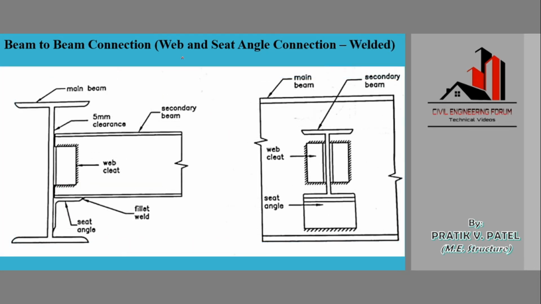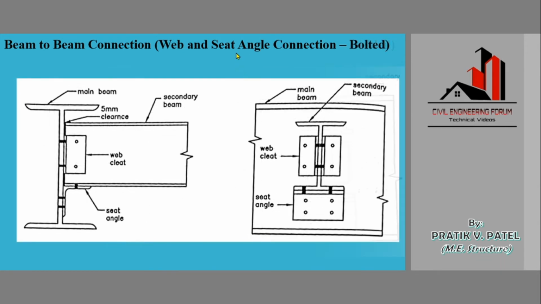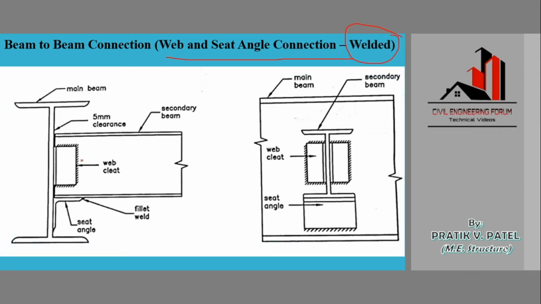This is the same type of connection, web and seat angle connection, but this time it is welded, while last time it was bolted. Here bolts were used. This is a welded connection, but we need to have an entirely different design. We need to design for this weld. Each and every time we are using a welded connection.